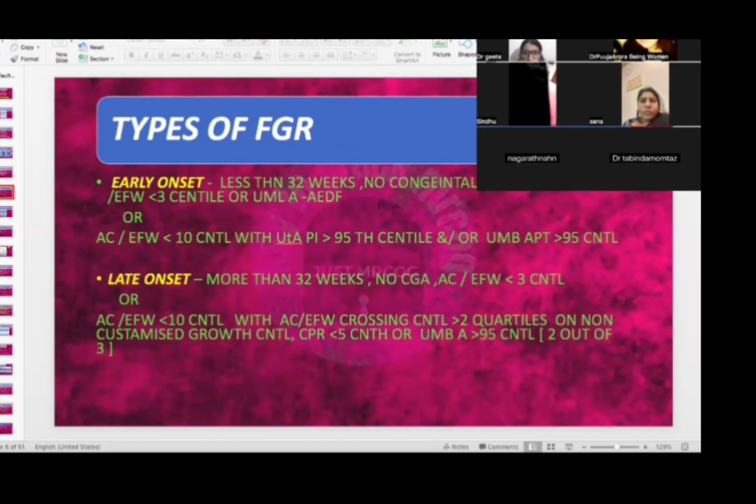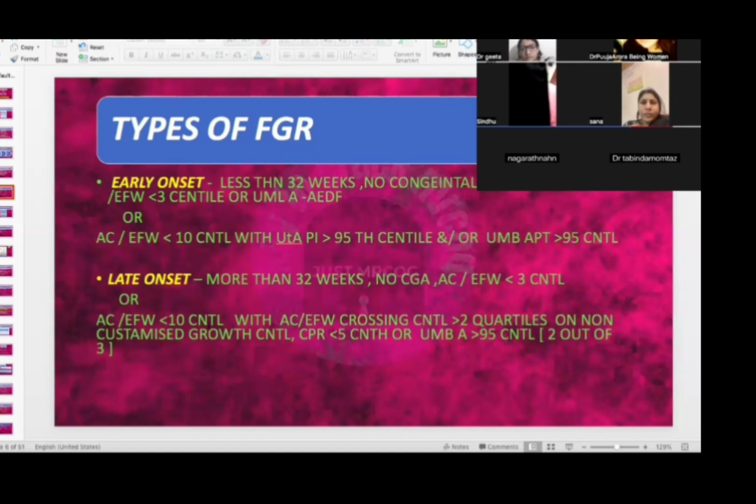Types of FGR: early onset is when less than 32 weeks, when there is no congenital anomaly, that is compulsory. Then coming to color Doppler or the Doppler abnormalities: if estimated fetal weight is less than 3 centile, or if there is absent umbilical diastolic flow, or when AC or estimated fetal weight is less than 10 centile with uterine artery more than 95th centile and umbilical mean PI more than 95th centile. So if there is uterine, umbilical has to be there. Or if it is only estimated fetal weight less than 10 centile or abdominal circumference less than 10 centile and having only umbilical mean PI more than 95th centile, that is also fine.